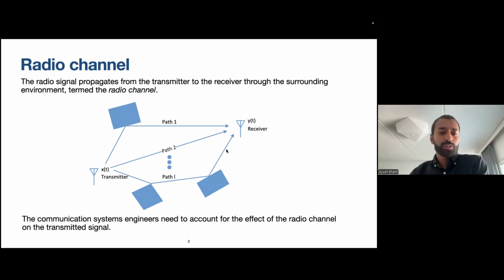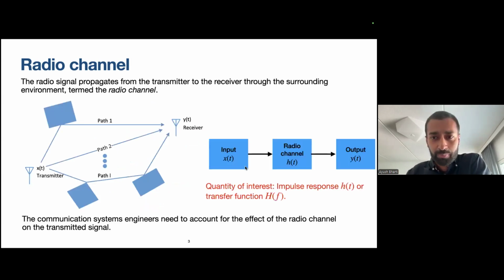So the job for the communication engineers is to design receivers such that they are able to extract this x of t back from this y of t as nicely as possible. And for that, they need to account for all the effects and modifications that the environment can bring. And this environment in which communication is taking place is called the radio channel.